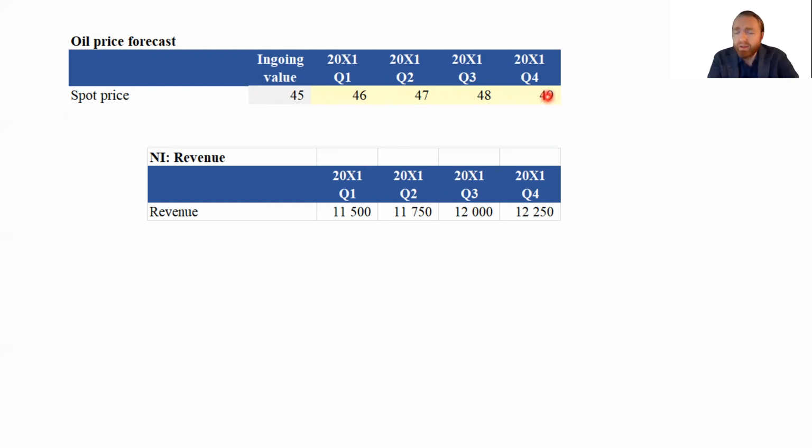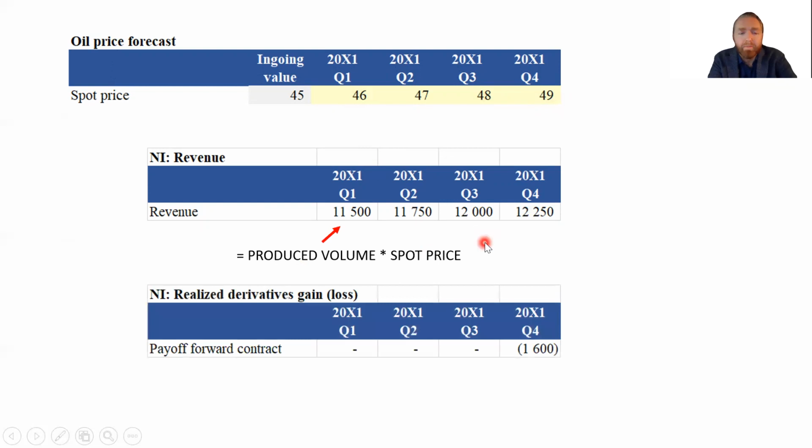We're proactively evaluating this scenario. What if we were to see this scenario happen? So we're using our model for that purpose. In this scenario, if that were to come true, we would see these revenue streams based on the volume assumptions. So we multiply the produced volume with the spot price. All the quarterly forecasts are lined up here, right? So we just multiply that with the volume.